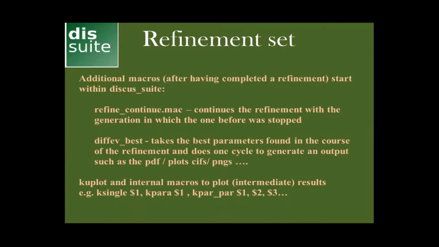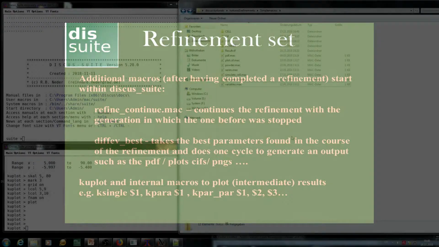Also there's the diff_best command, which is an assembly of all best parameters found during a refinement, and from that you can create your best fitting structure or powder pattern, whatever you wanted to create. Of course, there are also again those other qplot macros which you should individually start after a refinement.